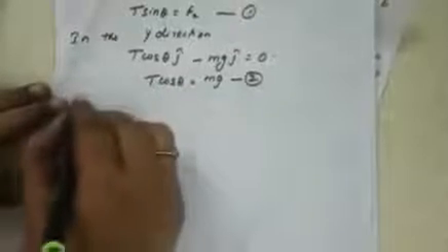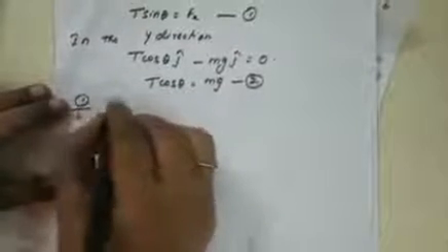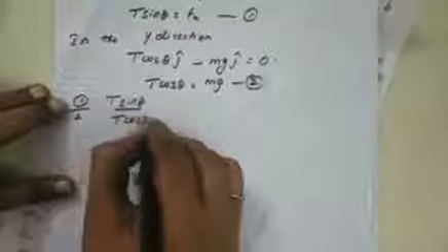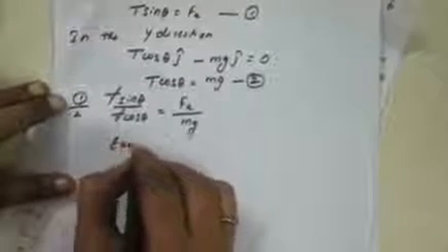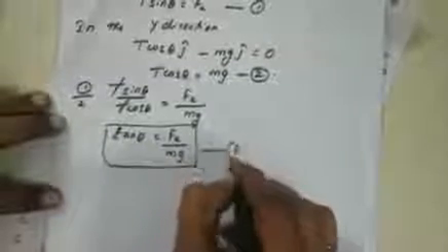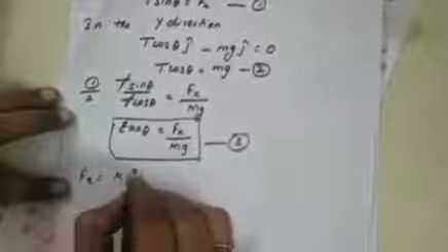Then dividing equation 1 by 2, we get T sin theta divided by T cos theta equal to Fe divided by mg. So T cancels. Sin theta by cos theta is tan theta, equal to Fe divided by mg. First we are going to calculate the Fe value, and Fe is the Coulomb force, that is k into q squared divided by r squared. And what is the value for r? Substituting this in this equation.